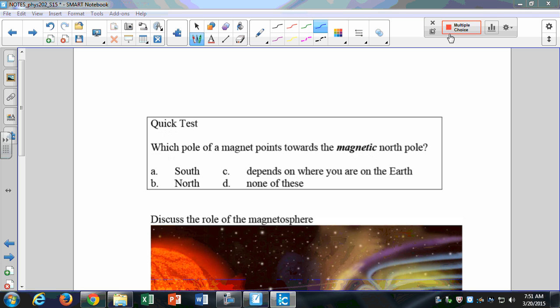All right, let's try this little quick test. Which pole of the magnet points towards the magnetic north pole?